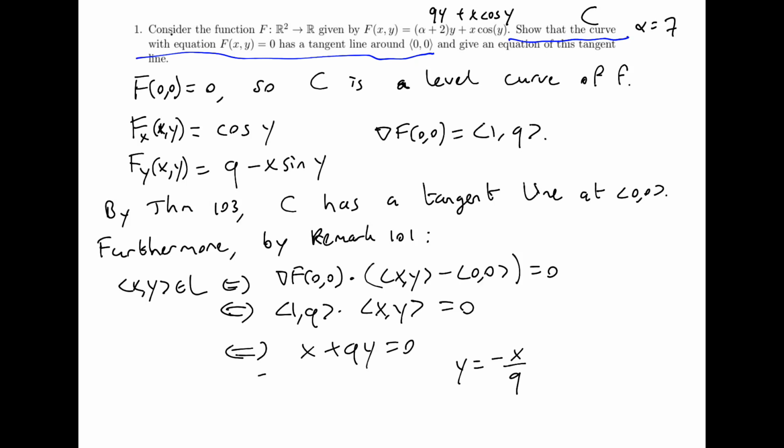Let us continue with the second question. So we consider the function f given by x squared minus y squared, and we have to explain why we cannot use the implicit function theorem to show that the equation f(x,y) equals 0 defines y as a differentiable function of x near the origin.